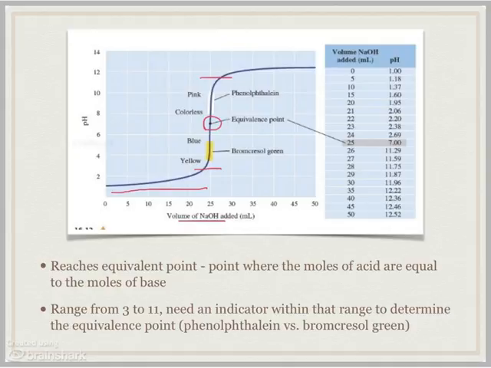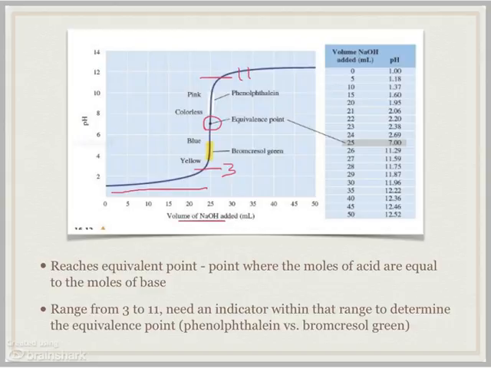Now, one thing that I want to show you is, we dealt with indicators before. I want to show you how to figure out what the best indicator is to use with a particular titration. In this case, you can see that the sharp increase on your titration curve starts at about pH of 3 and ends about pH of 11. So you want to have some indicator in the middle that's going to show your equivalence point. So it has to be between 3 and 11. Well, we can actually narrow that down even more.